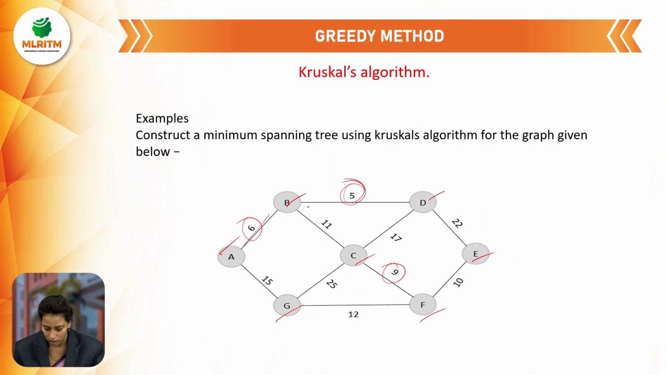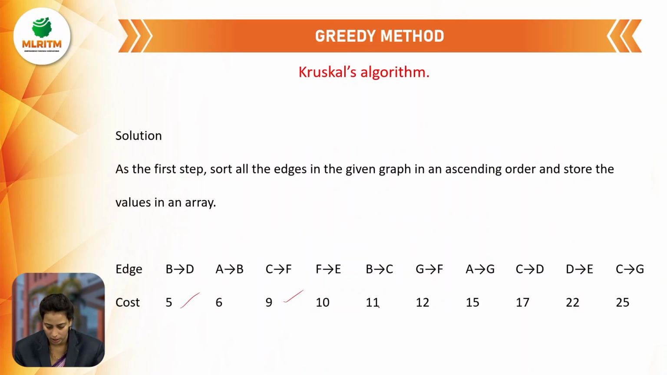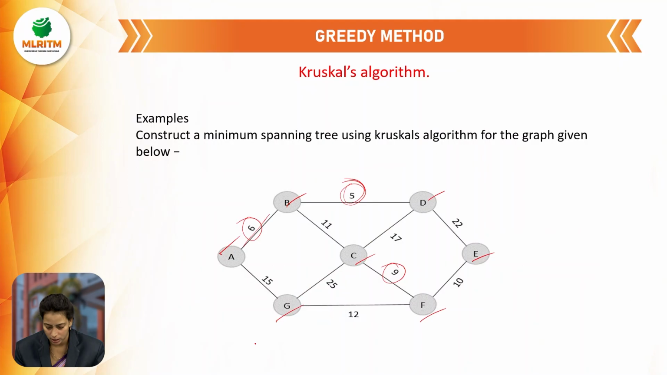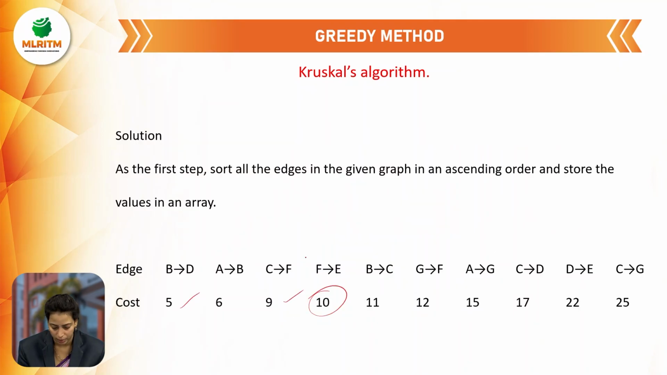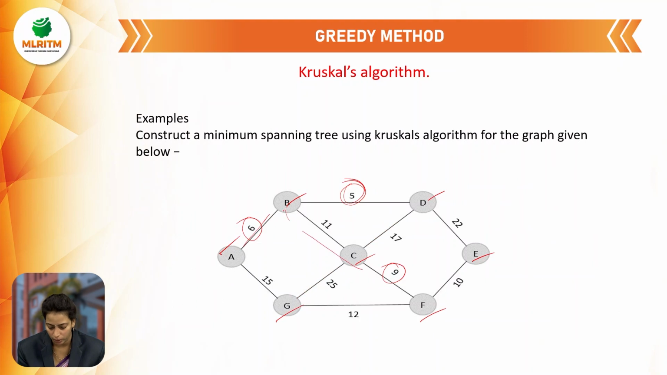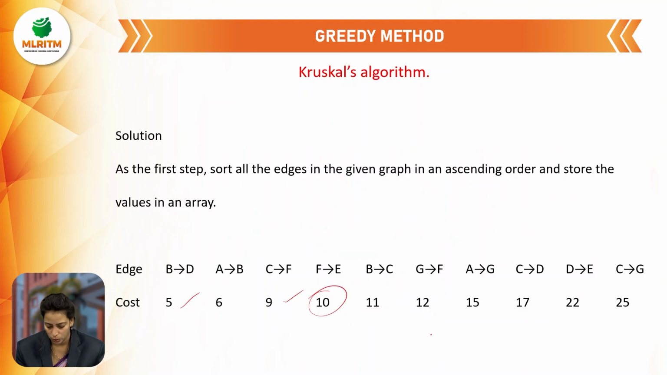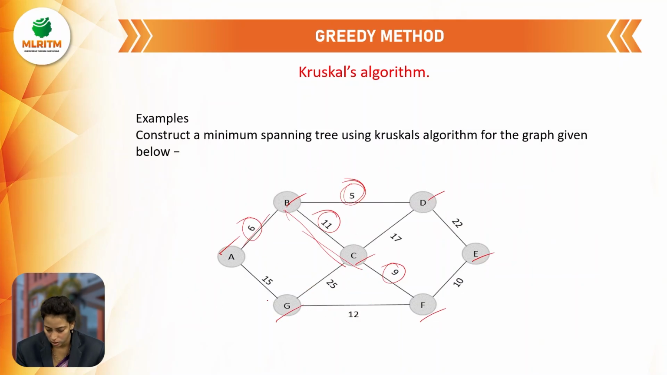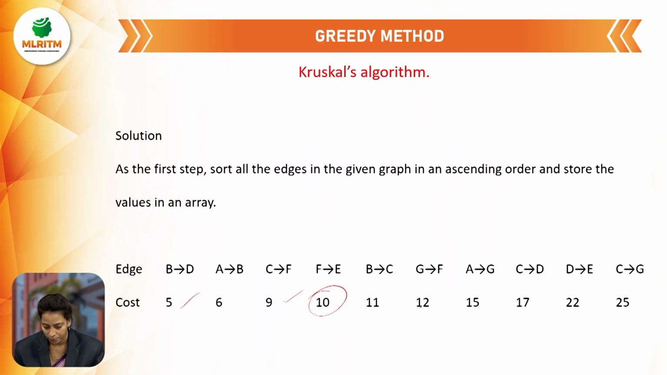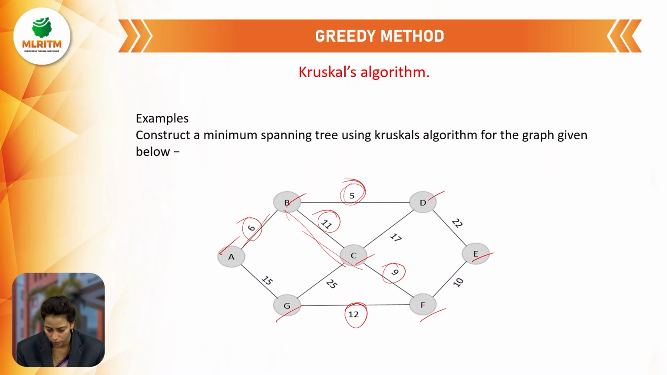Next, 10. Is 10 there? Yes. E to F is 10. Next, is there any other 10s? No. Next 11. B to C is 11, right? Next, is there any other 11s? No, right? Next, is 12 there? Yes, G to F is 12. Next, is there any other 12s? No, right? Any other 13? No. Any other 14? No.